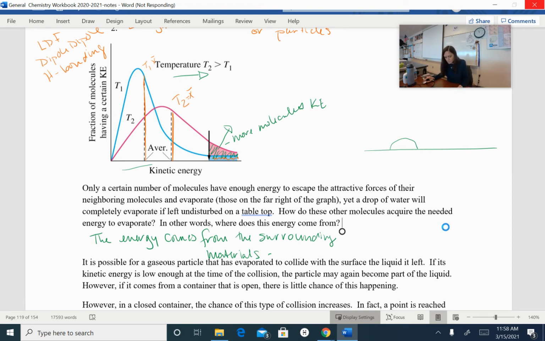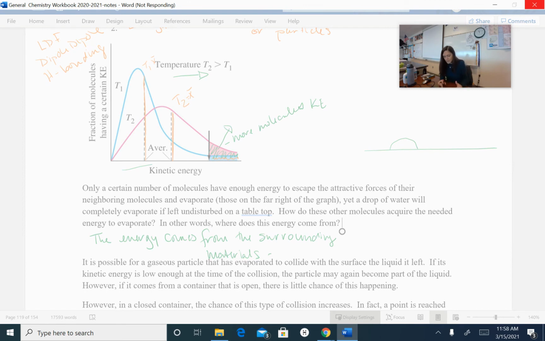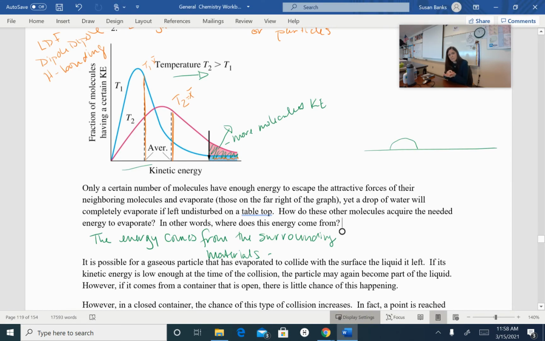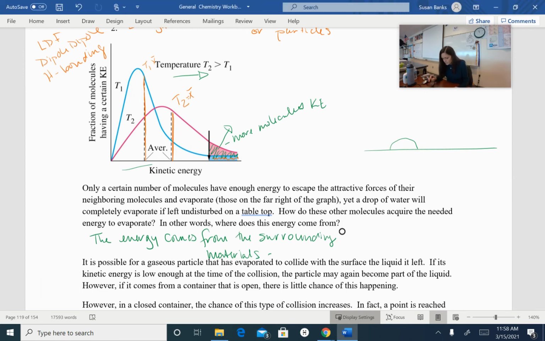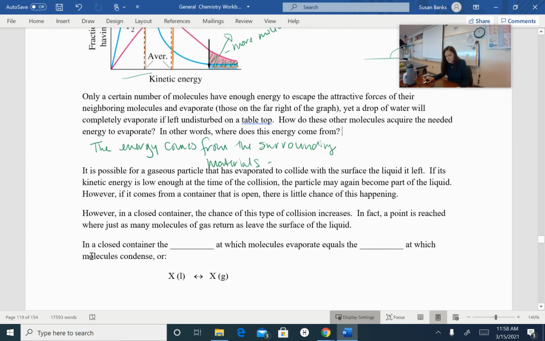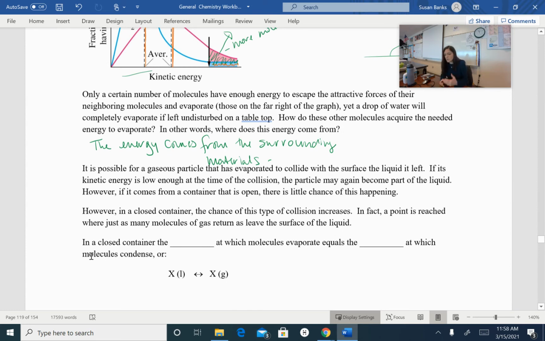Okay, let's think about this: is it possible for a gaseous particle that has evaporated to collide with the surface of the liquid that it just left? Yeah, it is. And if that particle has low enough kinetic energy at the time of that collision, could that particle again join the liquid and condense? Yeah. It may become part of the liquid. However, if it comes from a container that is open, there's very little chance of that particle actually finding its way back into the container.